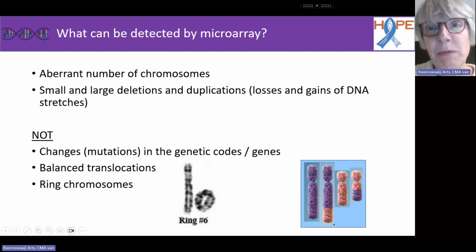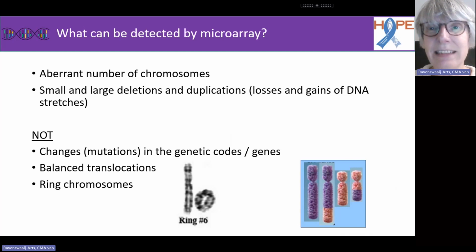Sometimes a chromosome can form a ring. This is an example of a ring chromosome 6. The outer part of the chromosome at both ends, so at the P arm end and at the Q arm end, is then missing. This loss can be seen in the microarray. So you see that there is a loss at both ends of the chromosome, but you cannot see that it is due to a ring formation.